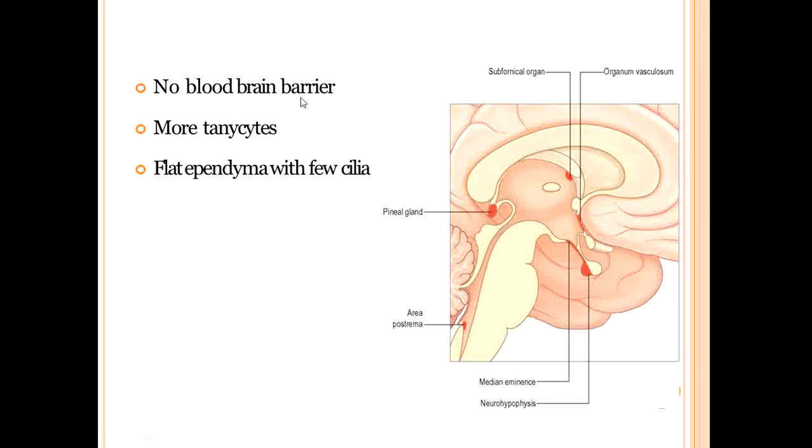Okay, then what is circumventricular organ? These are the organs with no blood-brain barrier. Here more tanycytes will be there, and here the ependyma is flat with few cilia. What are the examples of circumventricular organ? So pineal gland, area postrema, median eminence, neurohypophysis, organum vasculosum, and subfornical organ. So these are the areas with no blood-brain barrier.